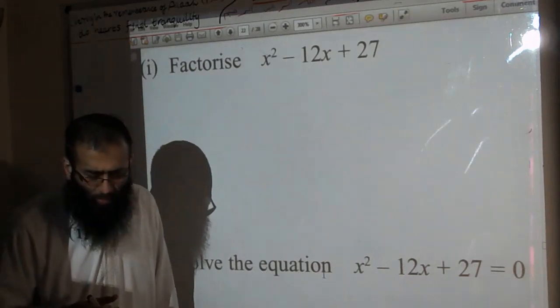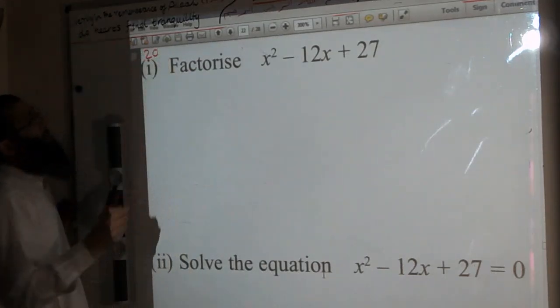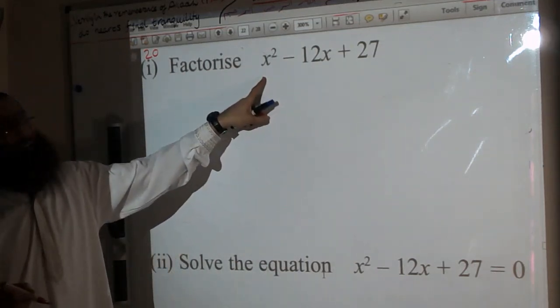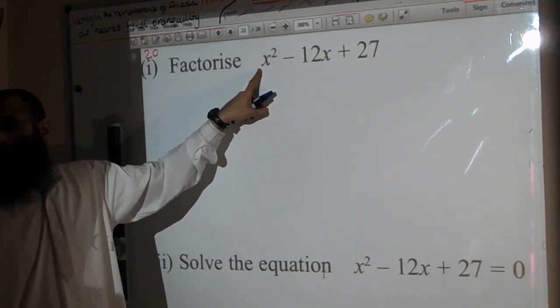This next question is question number 20. Part 1, it says factorize. This is a quadratic equation where the A coefficient is 1, which is the nicest one you can have.